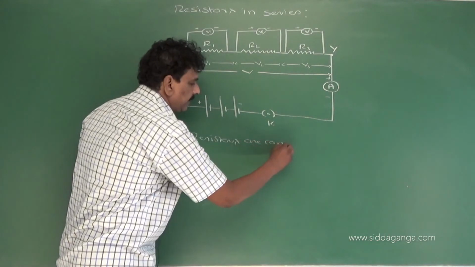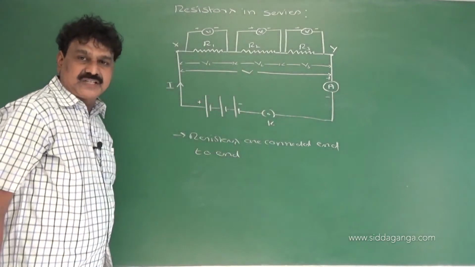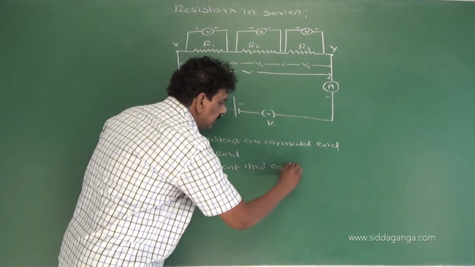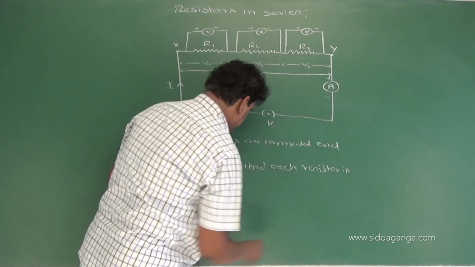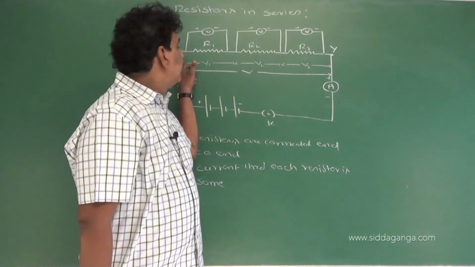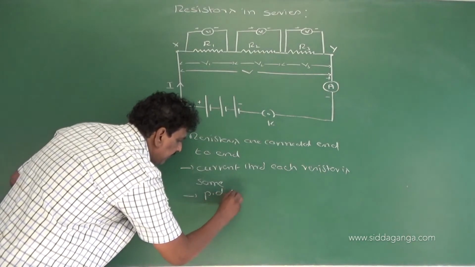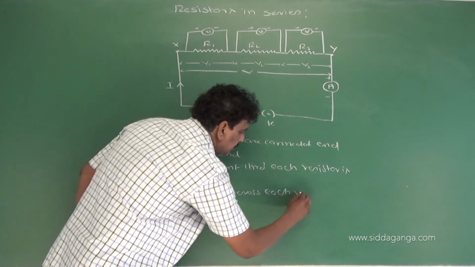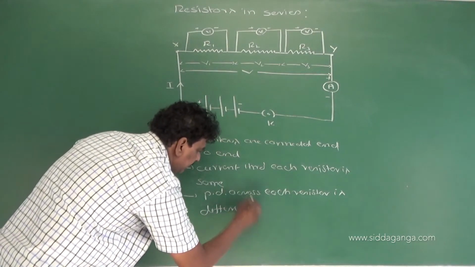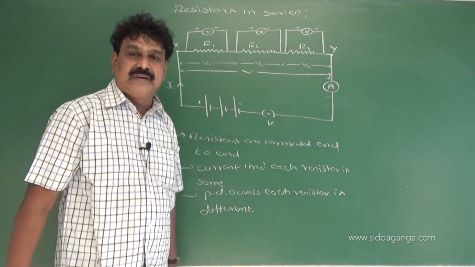So, in series combination of resistors, resistors are connected end to end. That is the first point. Second point is current through each resistor is same. It is because there is only one path for the flow of current between the 2 points X and Y. Now the third point is potential difference across each resistor is different. You have to remember these 3 points regarding the series combination of resistors.